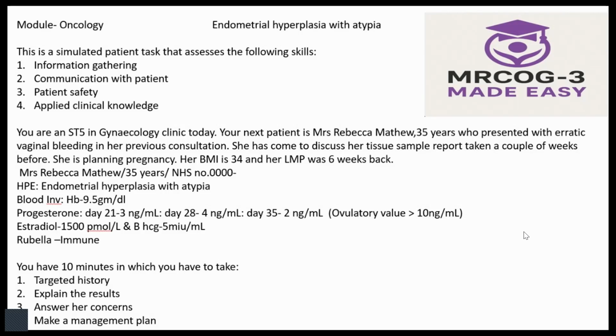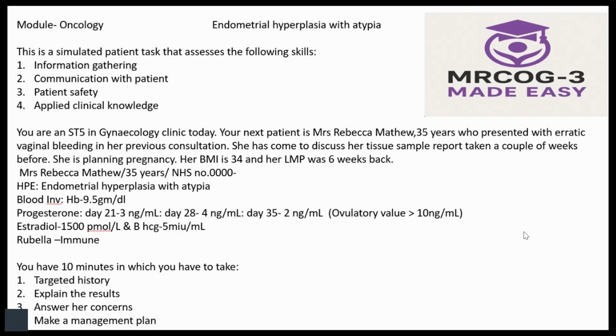Then we'll give you tablets to get your periods. Then the second thing is we do a camera test. Before that, we will do some blood investigations, and also some other investigations which are required, and then we do a camera test.